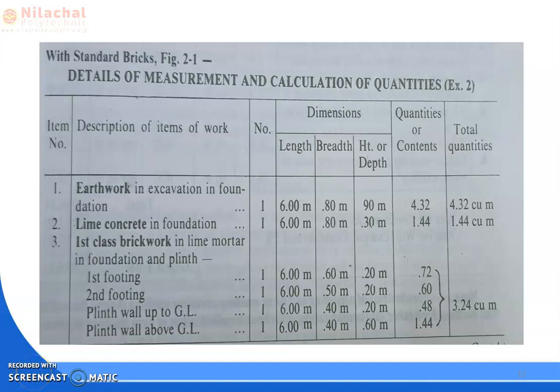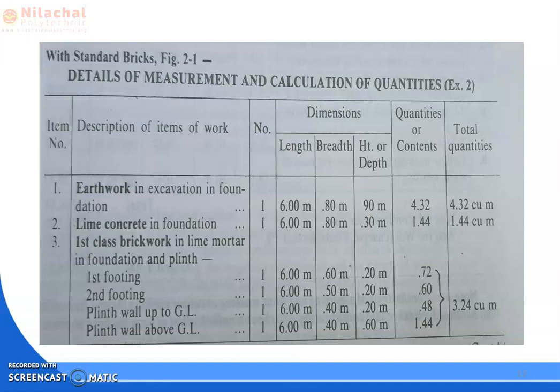Good morning everyone. In the previous class we discussed the first class brickwork particulars. In this class we discuss how we can get the particulars: number, dimension, then quantity.